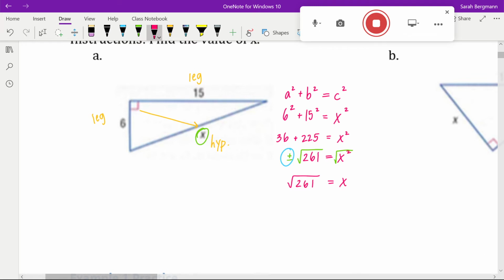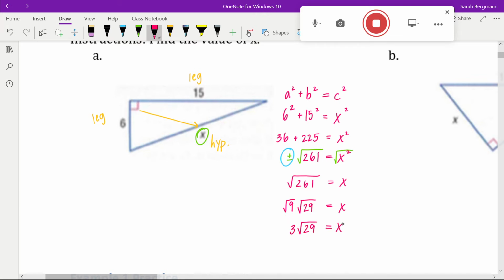So now we want to see if we can simplify this radical. We practiced this a ton in class last week. So we're going to find the biggest square that goes into 261. The largest number that goes into 261 that's a perfect square is 9. It goes in 29 times. 9 times 29 is equal to 261. Once you figure that out, then you can take the square root of 9, which is 3.